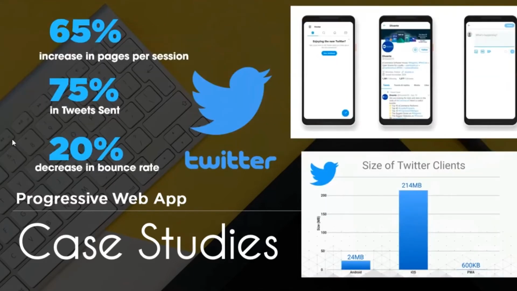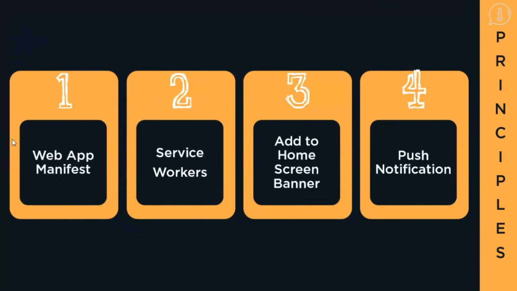Last one is Twitter. Twitter Lite saw a 65% increase in pages per session, 75% more tweets, and a 20% decrease in bounce rate. According to the Twitter engineers, the PWA takes much less space, only 600 kilobytes, than the native Android app, 24 megabytes. So there is a bigger possibility that people will have enough space in their internal storage to save it. So to make a PWA, we will go through 4 principles.